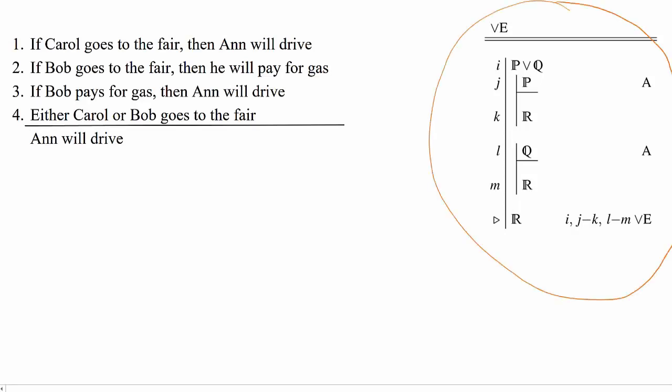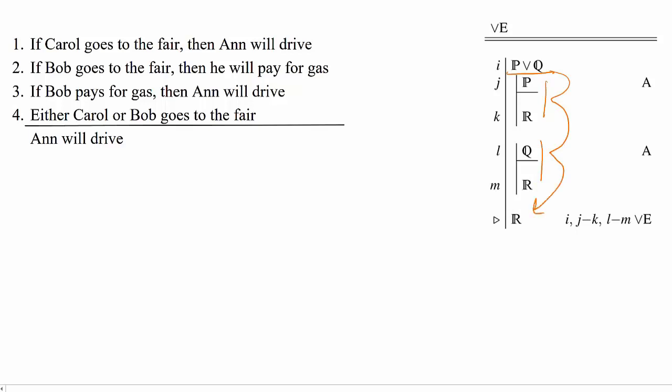What it's telling us is if you have a disjunction, P or Q, then if you can do two subderivations, one starting with the left disjunct P and leading to some possibly distinct result R, and the other starting with the right disjunct Q and also leading to that same result R, then those three things together will give you the R.